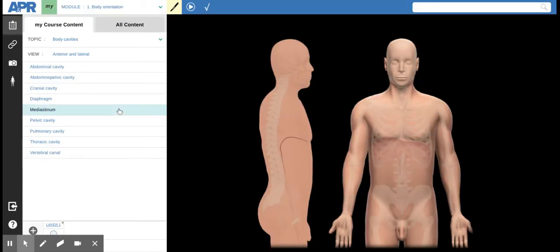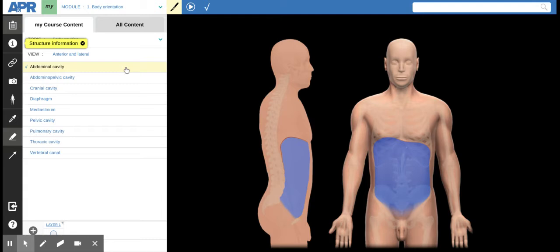If we also look at the body cavities, we have the abdominal cavity, like where your stomach is located, the abdominal pelvic region, including your pelvic region, your cranial cavity, where your brain is, the diaphragm area separating your abdominal cavity from your thoracic cavity. Here's highlighting just your pelvic cavity. Here's your thoracic cavity, separated, of course, by that diaphragm. And then, of course, your vertebral canal.